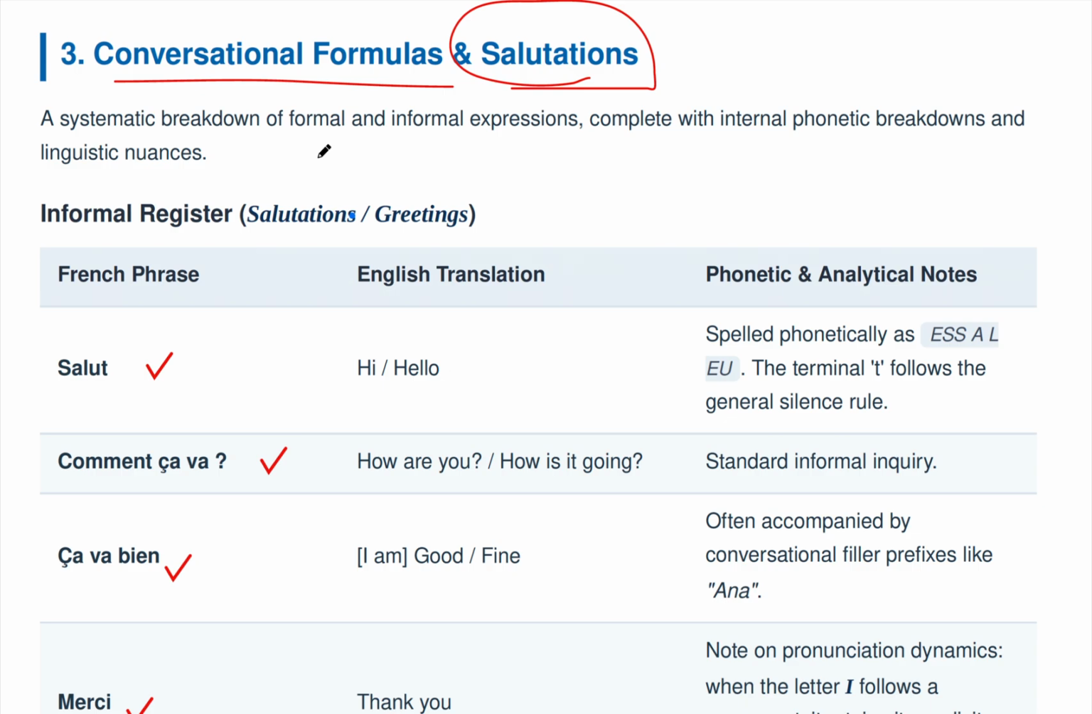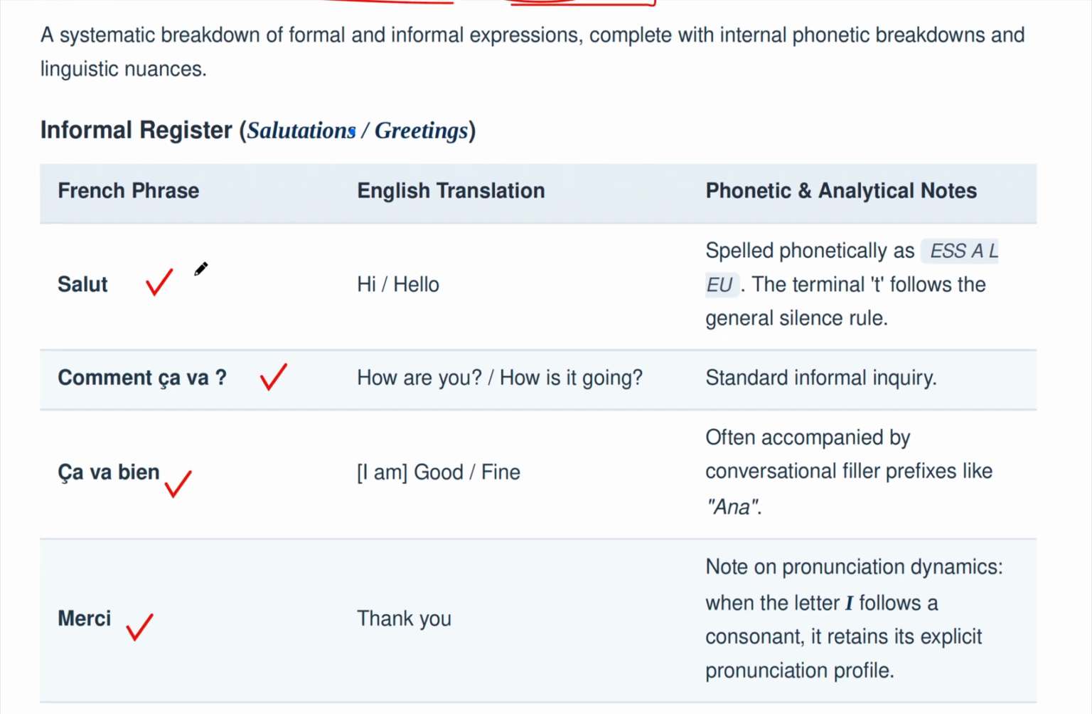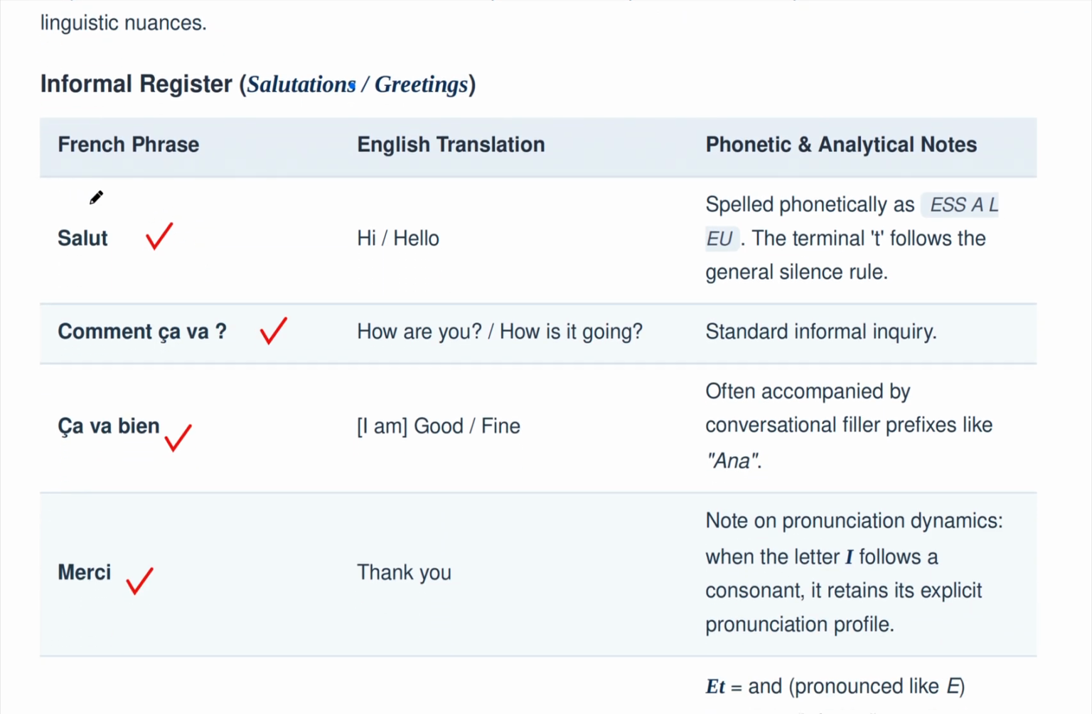So the first word is nothing but salut. Let's pronounce it. Sa-lu. U is like you, so it becomes salu. S is like s, a, lu. Okay, and T is silent. Why? Because we are going to pronounce only CRFL.